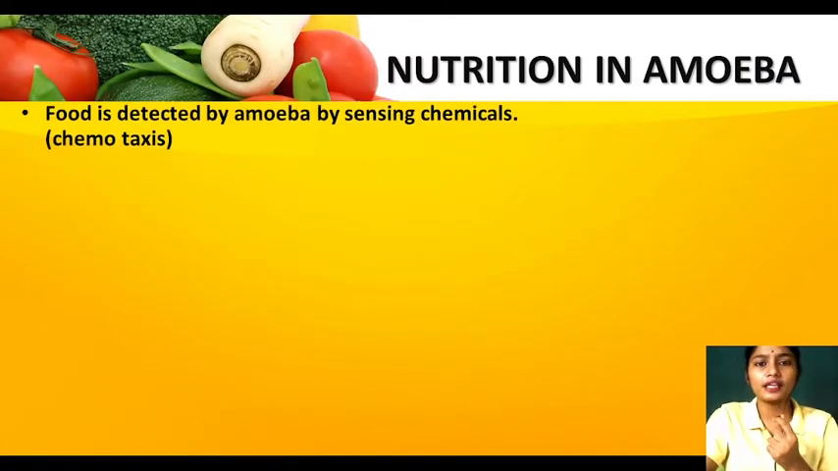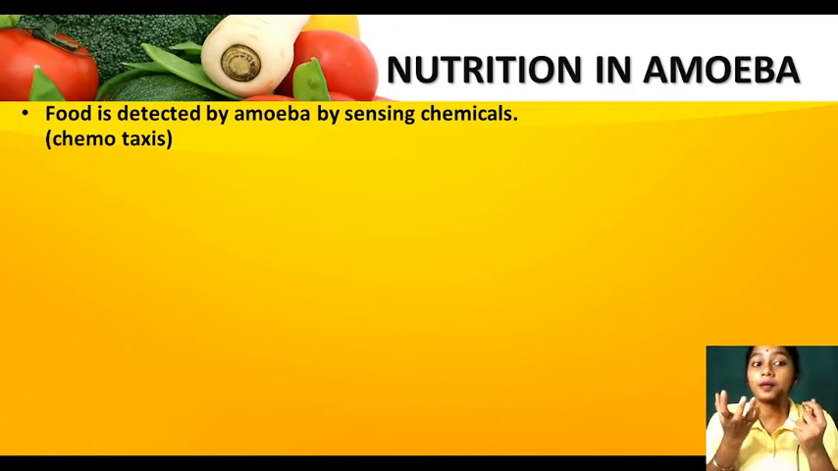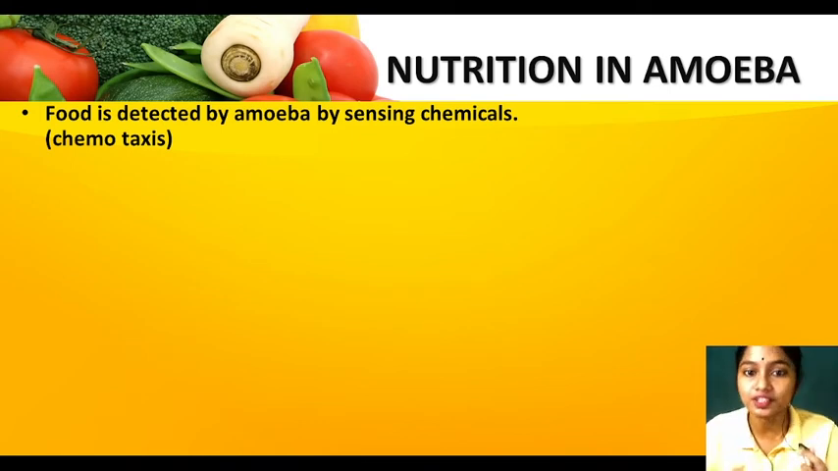How is this amoeba taking its food? See, food is detected by the amoeba by sensing chemicals. The amoeba has one cell. Okay. See, when your mother is cooking something nice in your home, how do you know? By its smell. Like that, the amoeba can detect its food by certain chemicals. It will sense some chemicals, and that is called chemotaxis. This process is called chemotaxis, which means detecting the food material by sensing the chemicals.